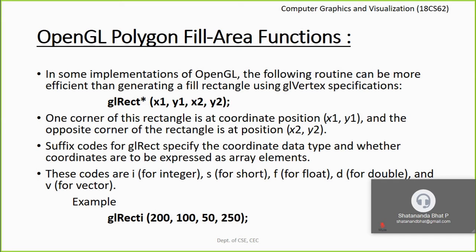You need to specify 4 vertex positions. It is going to draw a rectangle which is not filled. If you want to draw a filled rectangle, in that case, we can use a function called glRect. So in place of the star, you can have any data type. It can be i for integers, f for floating point numbers, and so on, and 4 coordinate positions, basically 2 coordinate positions, the top right corner and the bottom left corner. So one corner of the rectangle is at position x1, y1, and the opposite corner of the rectangle is at position x2, y2.